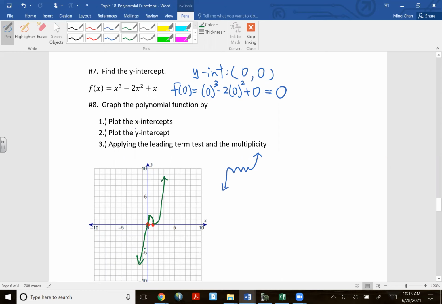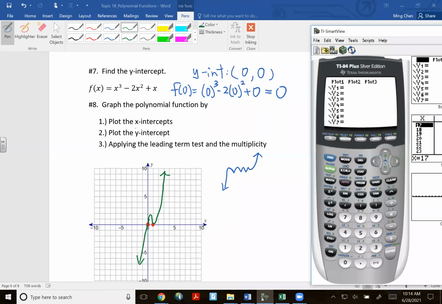So coming from down, you have to cross. Oh, this is ugly. It has to cross the (0, 0) because the multiplicity was odd. Then curving towards (1, 0). And once you reach (1, 0), you have to curve back up. You have to turn because it never crossed at (1, 0). You actually turn at (1, 0). So the graph should look something like this.